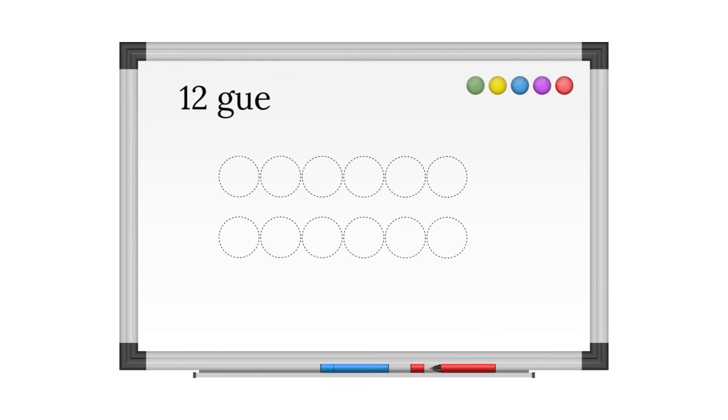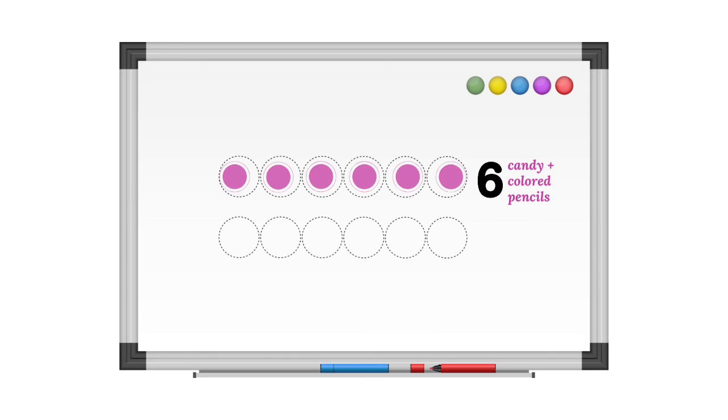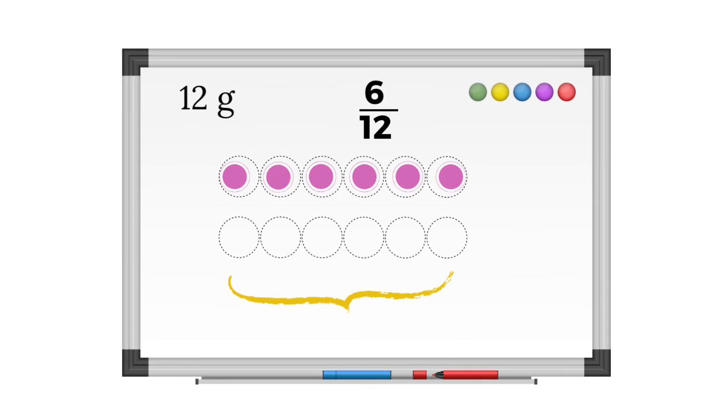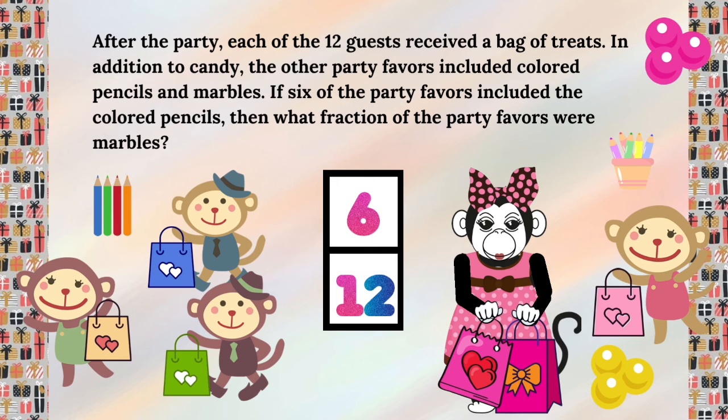Here we will use circles to represent the 12 bags given to each guest. Since we know that 6 of the bags contained colored pencils, we can go ahead and represent that fact by coloring in 6 of the circles. As you can see, there are 6 circles that are not colored. Since we know that the bags had either colored pencils or marbles, we can conclude that the remaining 6 bags contained the marbles.